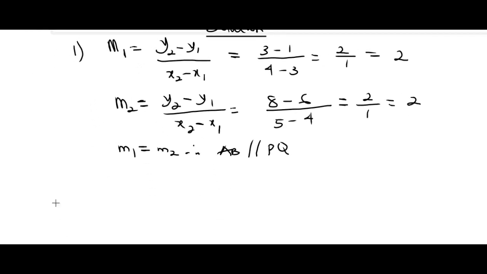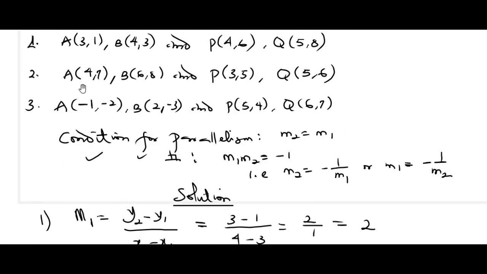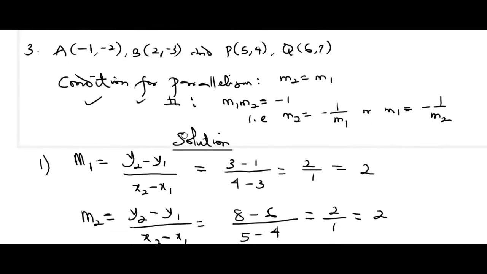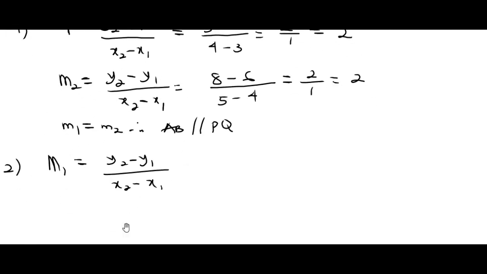Then question number 2. We need to find the slope of the first line given to us, all right? And the first line given to us is AB, (4, 7), (6, 8). So our y2 will be 8 minus 7, that's y1, over x2 minus x1, which is 6 minus 4. 8 minus 7 is 1, 6 minus 4 is 2.